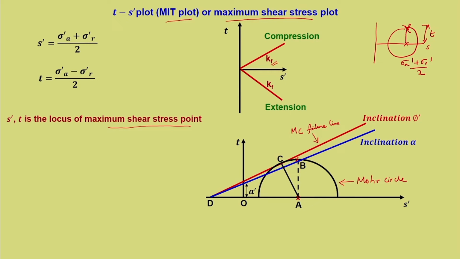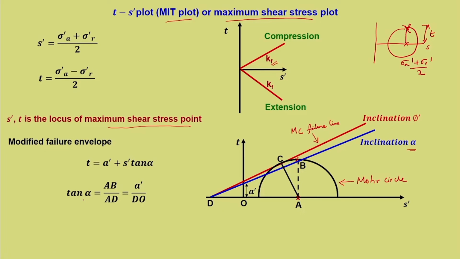We want to find out the inclination of this particular line, because we are talking about the maximum shear stress point. Accordingly, we can write a modified failure envelope which is different from the Mohr-Coulomb failure envelope, that is T. For Mohr-Coulomb it is tau. So, here T is equal to A dash plus S dash tan alpha, alpha is the inclination. So, it is more or less identical to the Mohr-Coulomb failure envelope, only the parameters have changed. So, what is tan alpha?